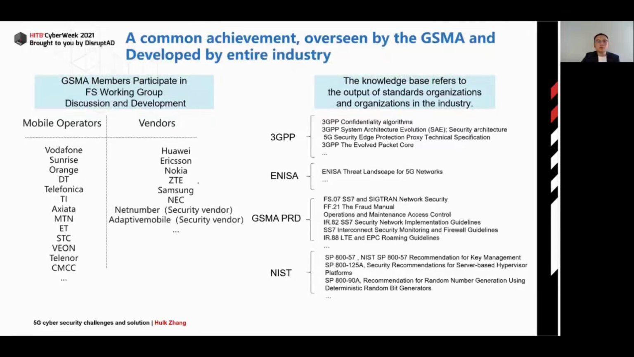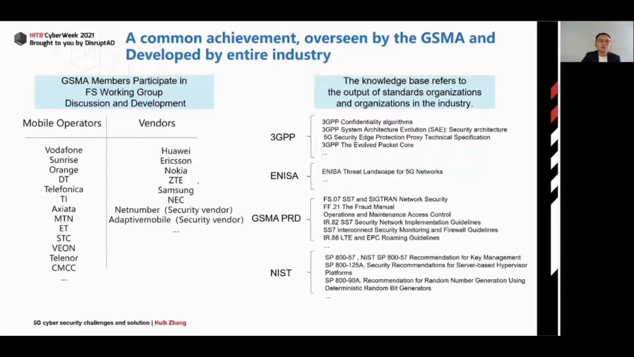The first part is about who made it. Actually, the GSMA coordinates industry stakeholders such as operators, application providers, device vendors, and regulatory agencies to jointly develop a detailed 5G cybersecurity knowledge base for threat analysis and mitigation measures. They call this the Security Codex, 5G ready. Here I show some examples. The GSMA members participate in this Fraud and Security Group discussion and development.